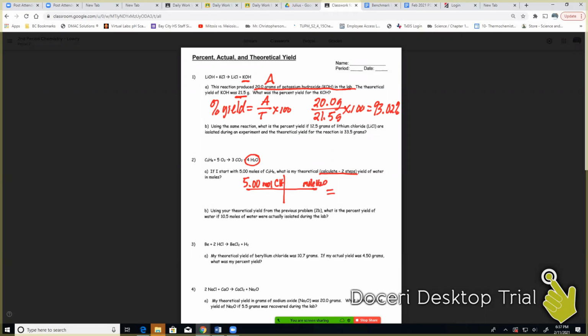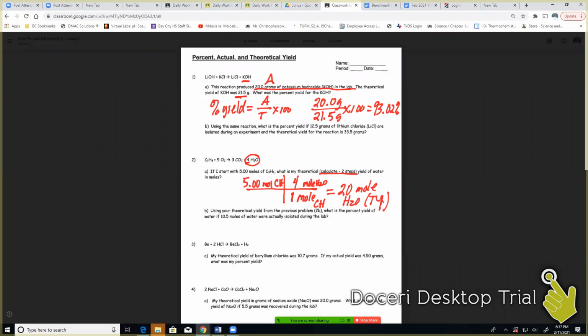So all we need here is the mole ratio. For my hydrocarbon, I have just 1 mole because it doesn't have a coefficient. And for my water, I have 4. So 5 times 4 would give me 20 moles of water. And that is my theoretical yield. I had to calculate it. If everything was perfect, I should be able to get 20 moles of water.